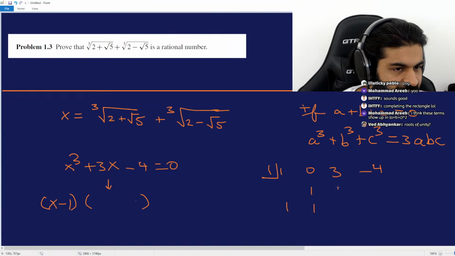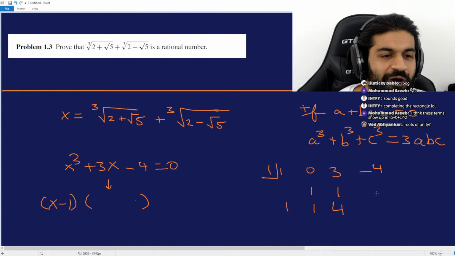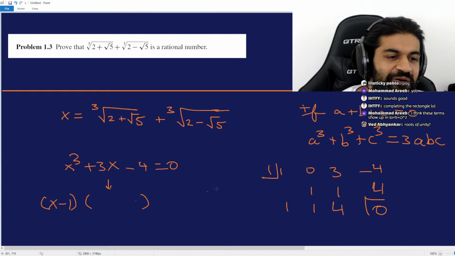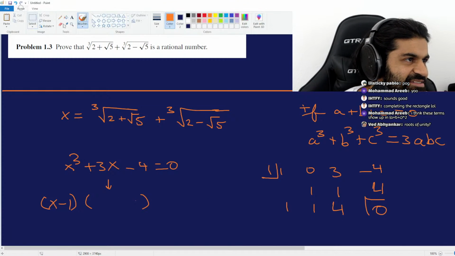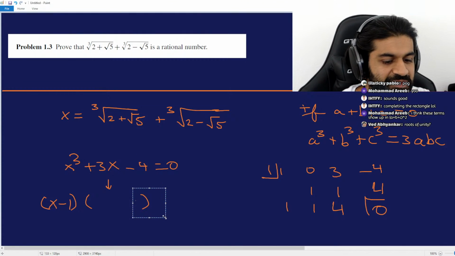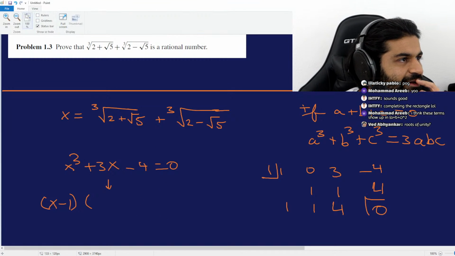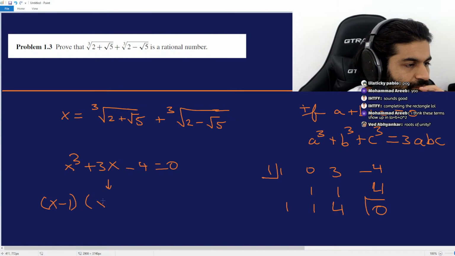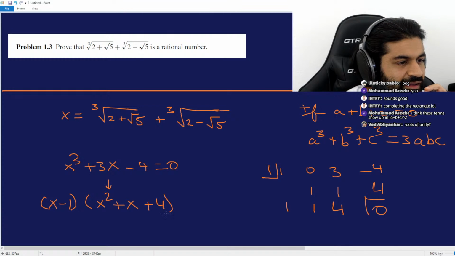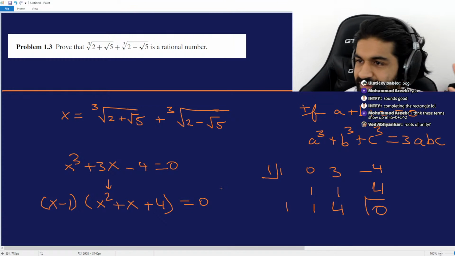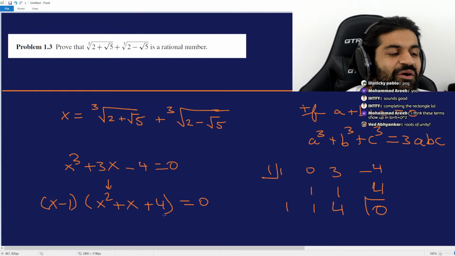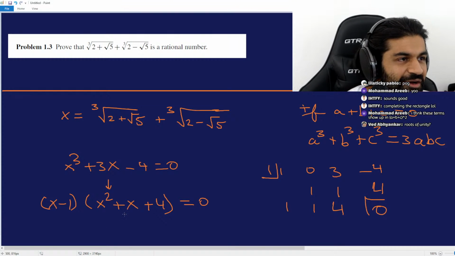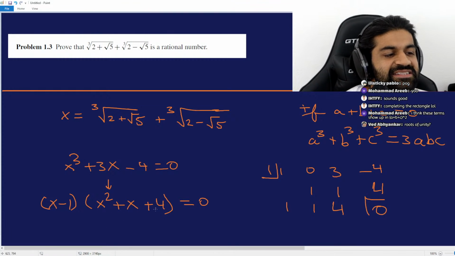1 times 1, oh no, that's fine. So 3 plus 1 is 4, 4, 0. So the quadratic in here is going to be x squared plus x minus 4, right? Plus 4. So far, so good? Okay, what are the roots of x squared plus x plus 4?